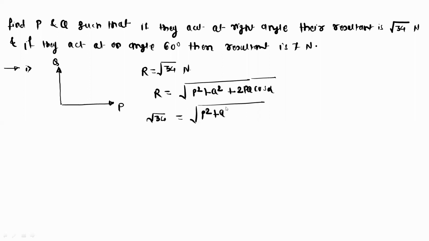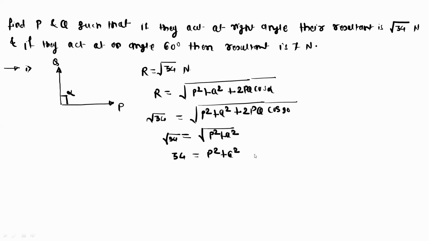This is equal to the square root of p square plus q square plus 2pq cos of, now the angle between two forces is nothing but alpha, as per definition. So cos of 90. And what is cos of 90? It is 0. So we will get the square root of p square plus q square equal to square root 34. We can square both sides. So we will get 34 equal to p square plus q square. We take this as equation 1.